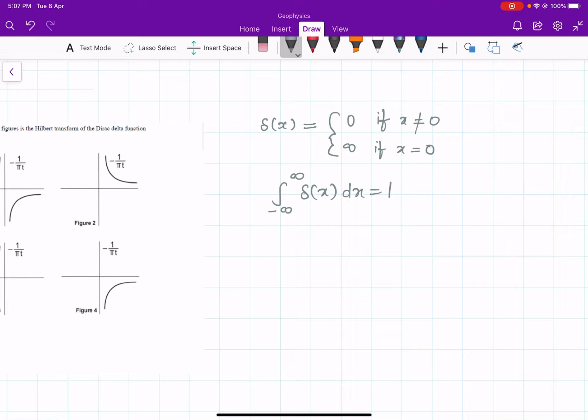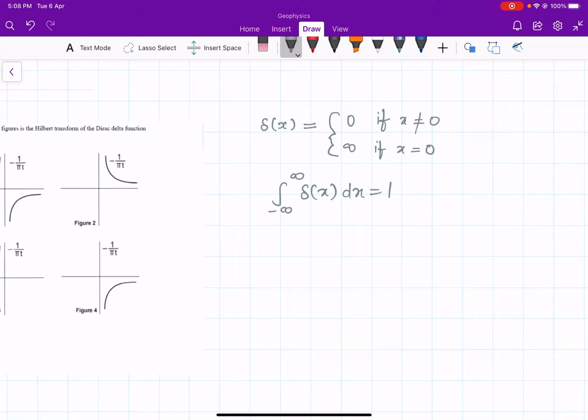Technically, in mathematics, δ(x) is not a function at all, since its value is not finite at x equal to 0. So we can say δ(x) is not a function. In mathematical definition, it is known as a generalized function or distribution.